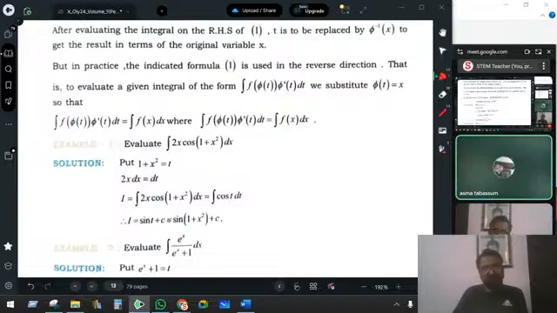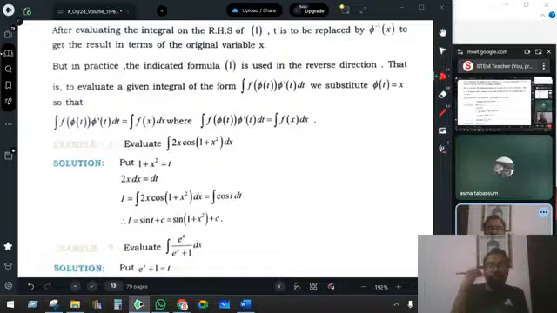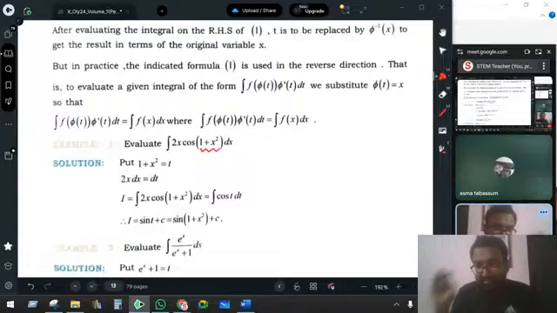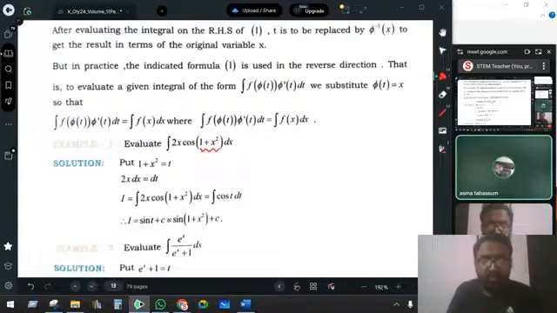Evaluate the integration of 2x cos of (1 plus x squared) dx. In general, what term has to be considered as a new variable? Cos x is okay, cos 2x is okay, cos 5x is okay, but cos of 1 plus x squared is complicated. So here he put 1 plus x squared equals t.